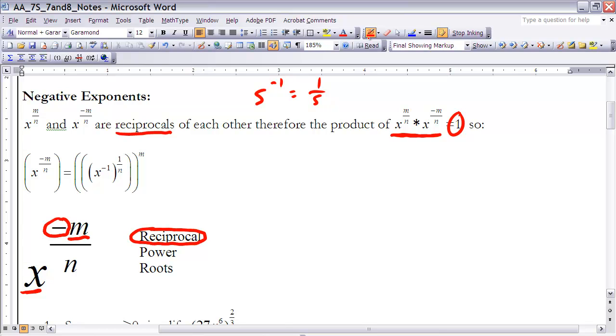M is the power, and n is the root. So as you look at any rational exponent, you want to think about those three things. Negative is the reciprocal, m is the power, n is the root.